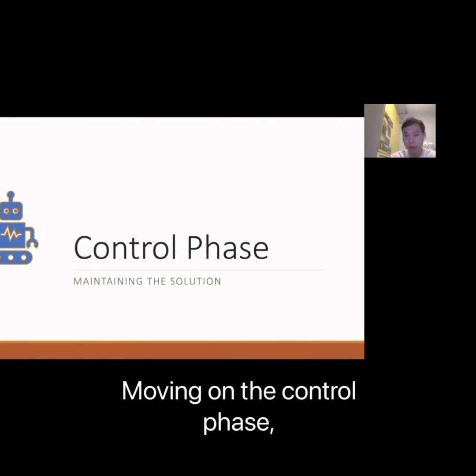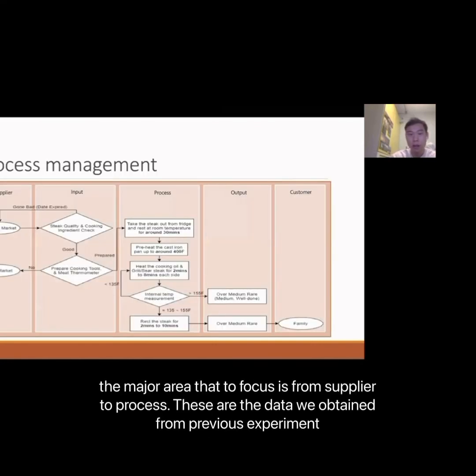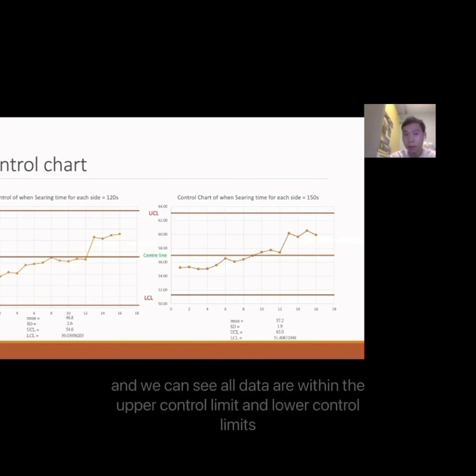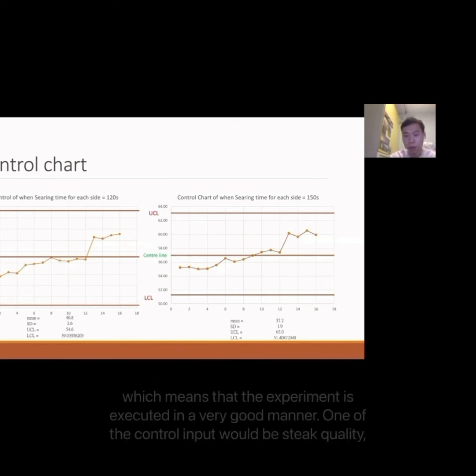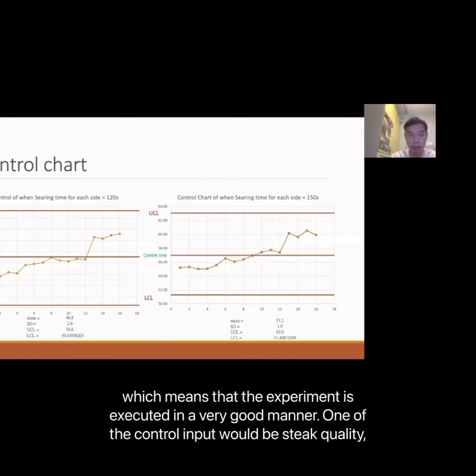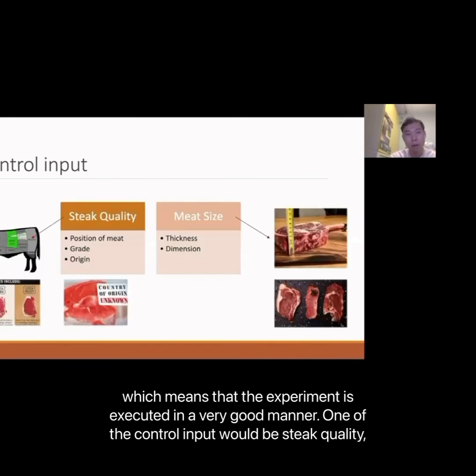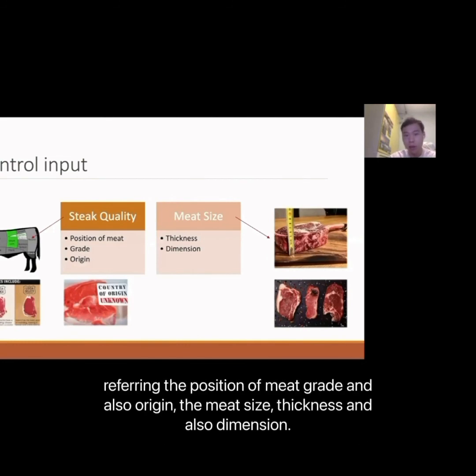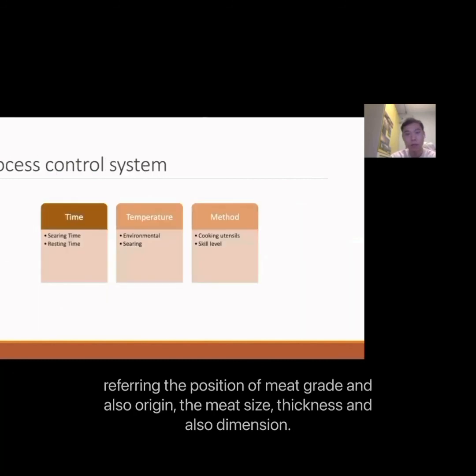Moving on to the control phase, the major area to focus on is from supplier to process. These are the data we obtained from the previous experiment, and we can see all data lies between the upper control limit and lower control limit, which means that the experiment was executed in a very good manner. One of the control inputs would be steak quality, referring to the position of the meat, grade, and also origin, while meat size covers the thickness and also dimension.